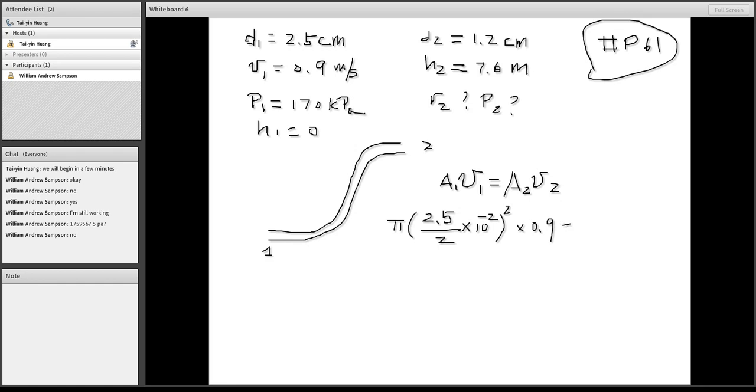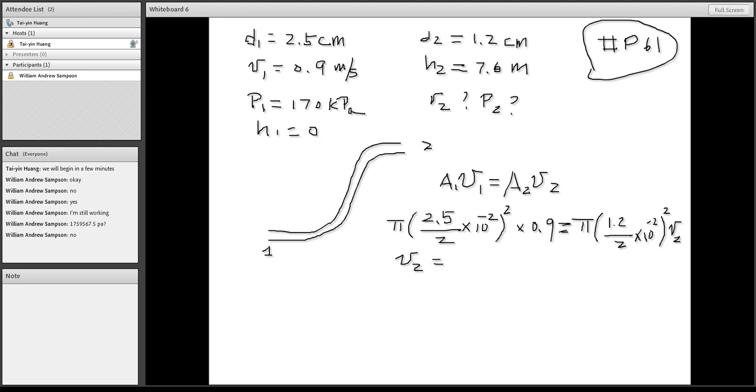Now, on the right-hand side of the equation, you have your A2. So A2 will be pi times r squared. You have your r, which is 1.2 divided by 2, and then times 10 to the negative 2. This is your r, and then you square it. So you have pi r squared, and then times your V2. So this is how you calculate your V2. So William, why don't you quickly calculate that and see what value you get?